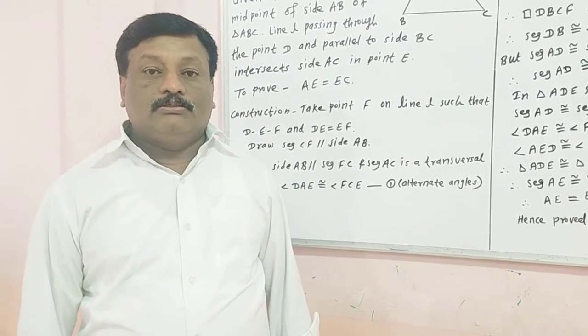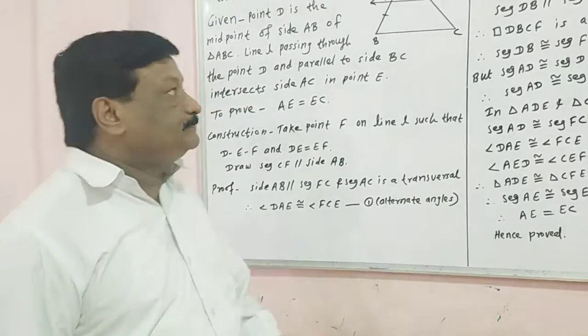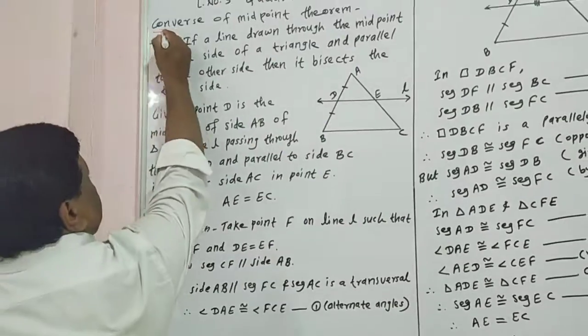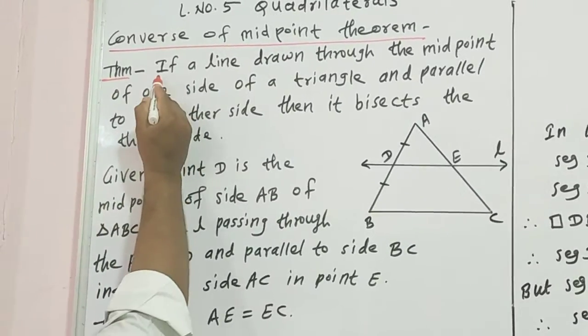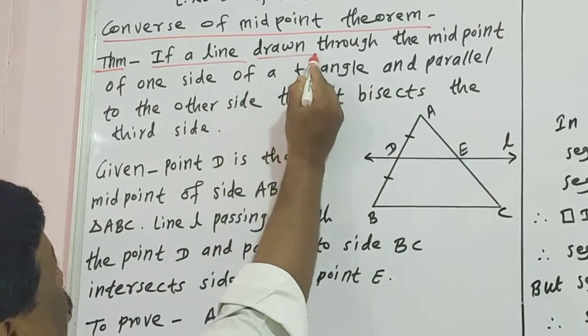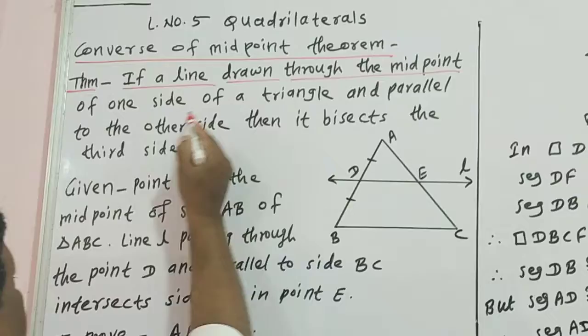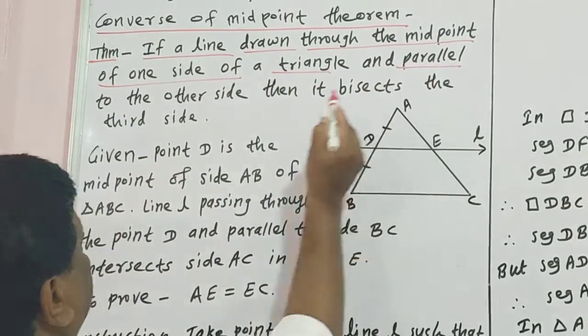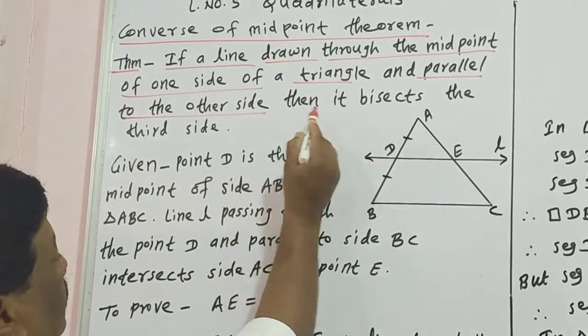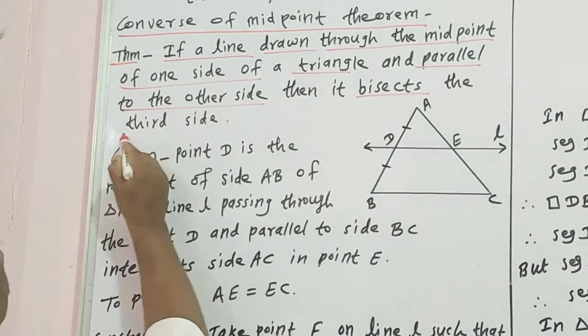Now we will learn the converse of the midpoint theorem. The theorem is: if a line is drawn through the midpoint of one side of a triangle and parallel to another side, then it bisects the third side.